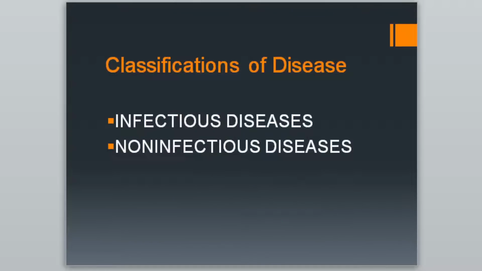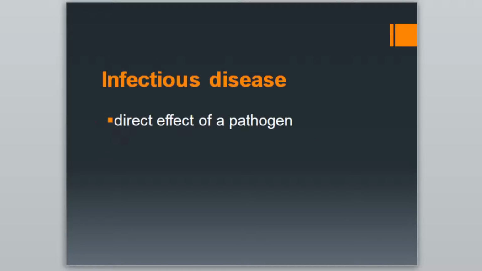Now coming to the classification of diseases. So it is infectious disease and non-infectious disease. Clear? Now coming to the infectious disease. An infectious disease is any disease that is caused by the direct effect of the pathogen. That means your pathogen will be solely responsible for your disease. A pathogen may be a cellular or non-cellular organism.